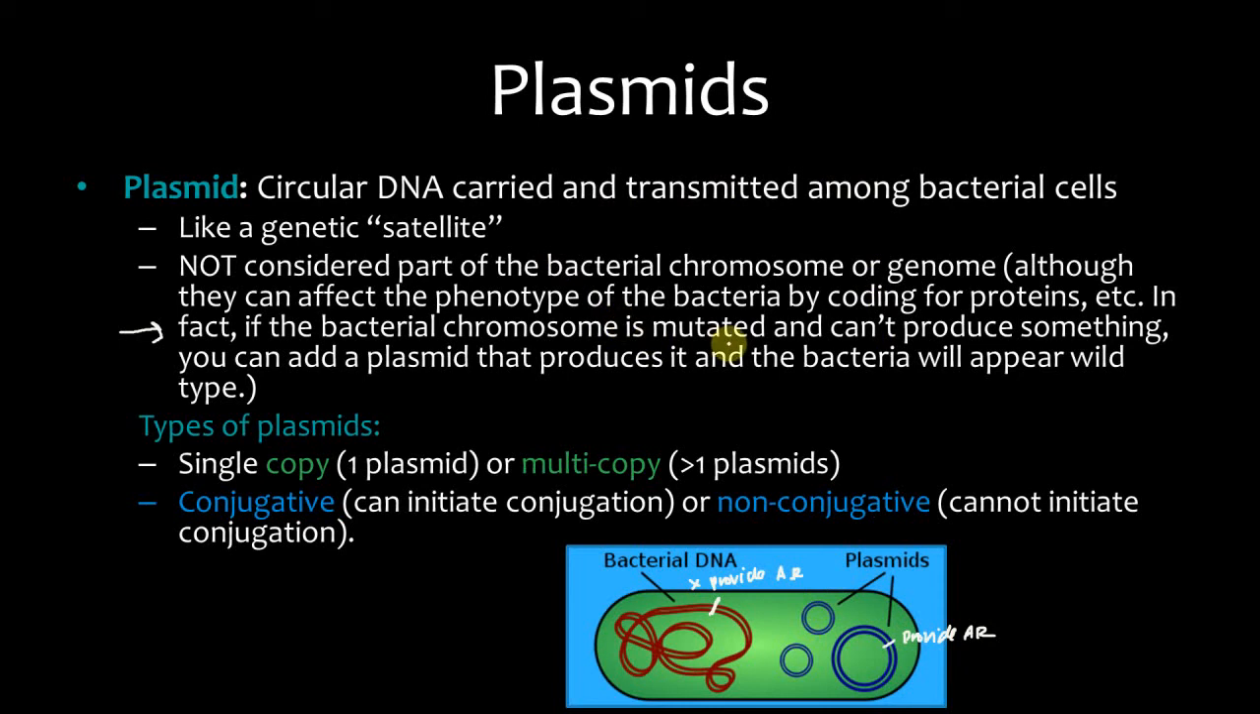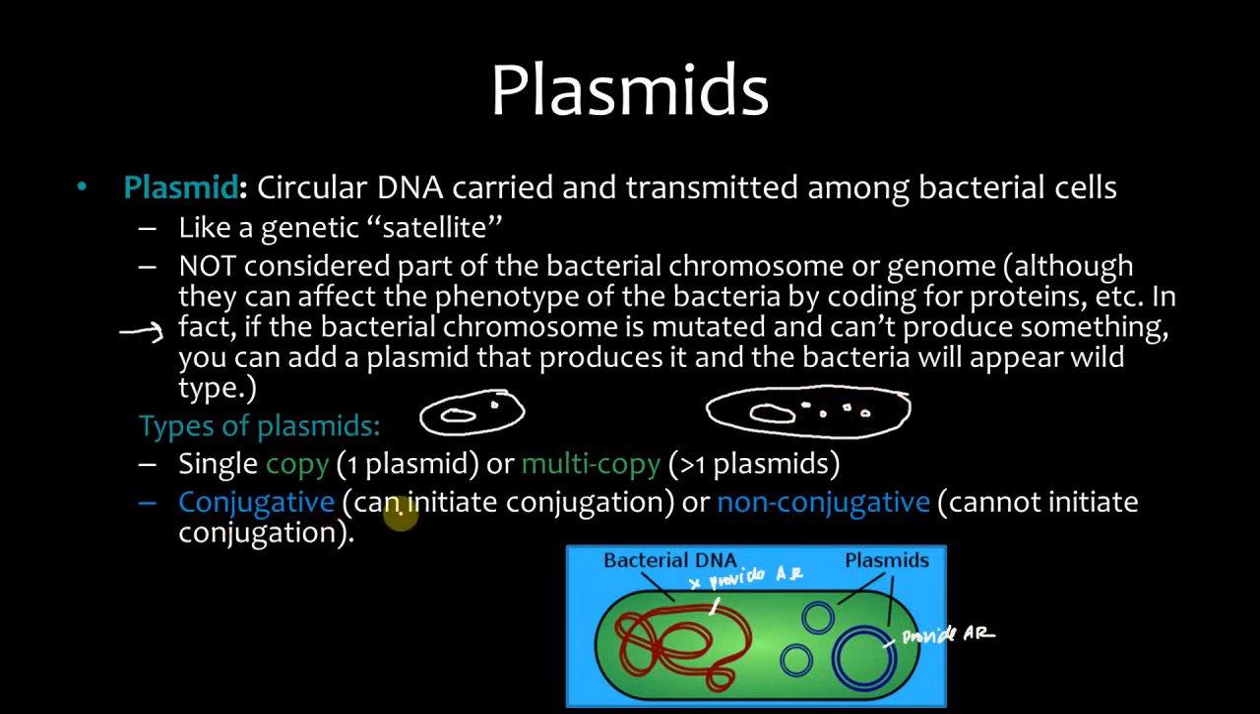Okay, so if the bacterial chromosome is mutated and can't produce something, then you could add a plasmid that produces it, and the bacteria will appear wild type. And then there are two different types of plasmids. There's single copy, where you have just one plasmid in the cell. So like this cell would look like this, where here's the bacterial genome, and here's just one plasmid. Or multi-copy, where you have many plasmids. So if this is a bacteria, and there's the bacterial chromosome, we have many plasmids.